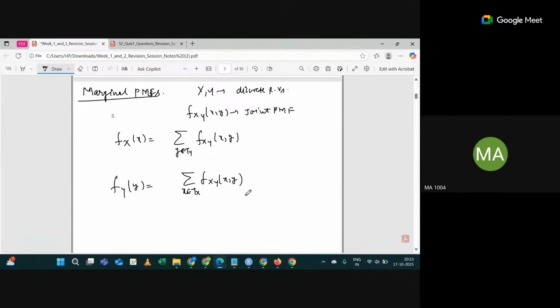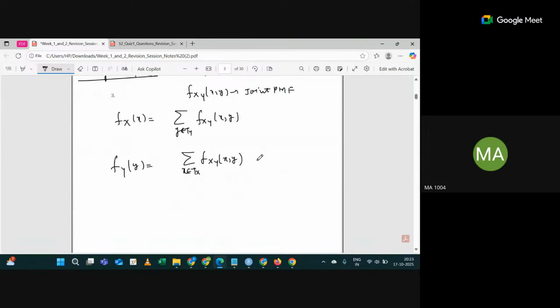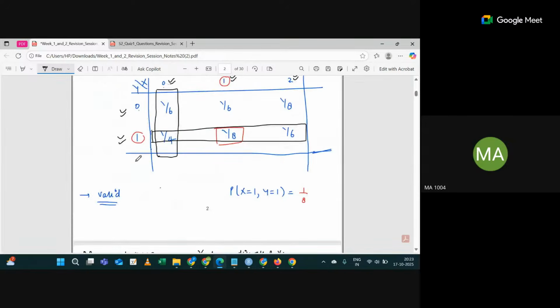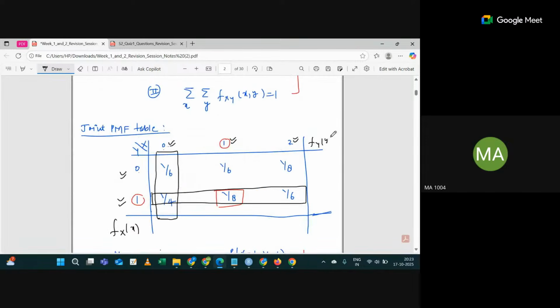Okay. So whenever you are given this joint PMF table, marginal is very straightforward. This will give you the fx of x, and this will give you the fy of y. If you add this row, what will it give you? What will be the total?